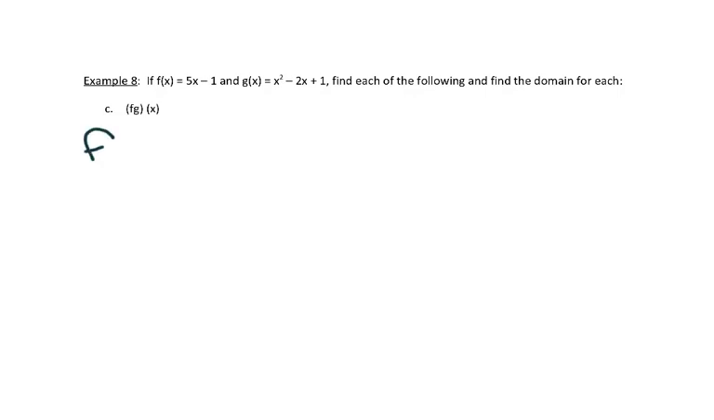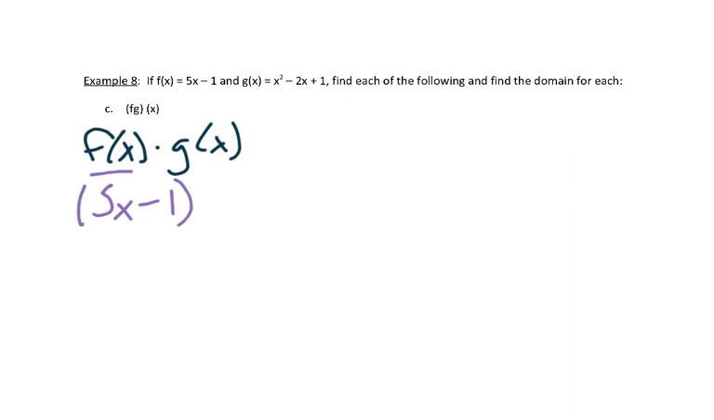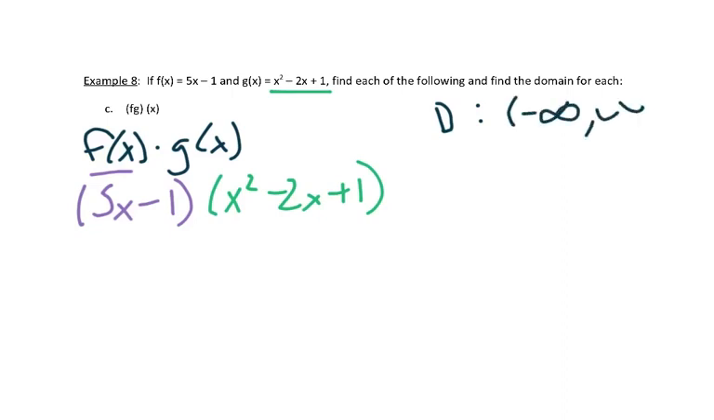So this one means that we want to do f of x times g of x. So if I look at f of x first, that'd be 5x minus 1. G of x would be x squared minus 2x plus 1. We'll start by looking at the domain before we simplify. There's no fractions and there's no square roots, so it would just be negative infinity to positive infinity.